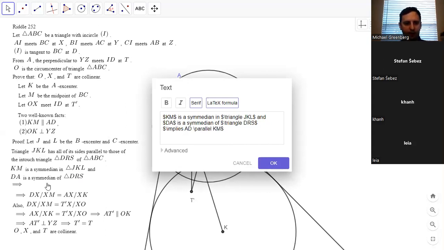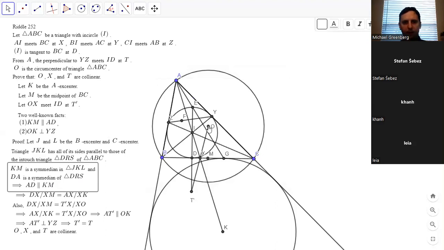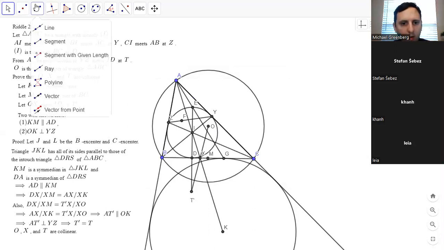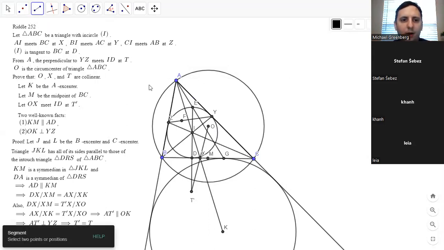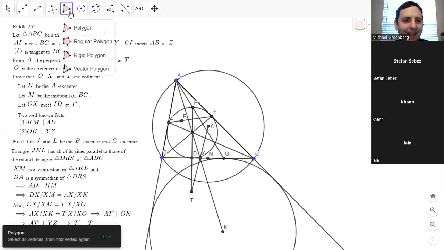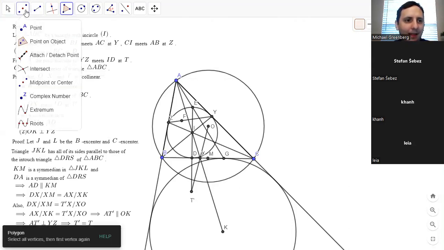And the second fact, how do you prove the second one? Can you draw the two excenters? Because we're going to need them. I don't know if Stefan has any other proofs, but mine does use those two.